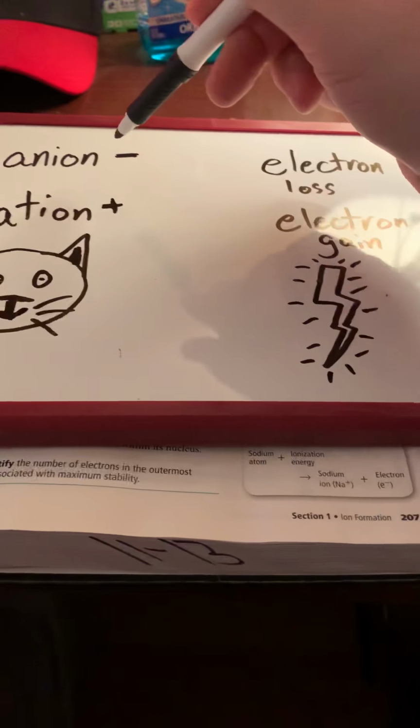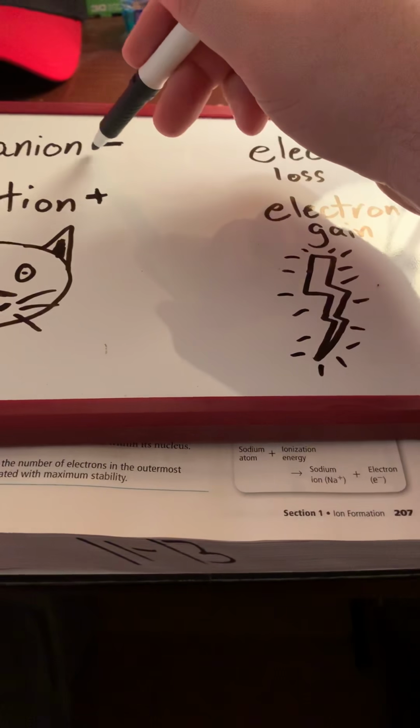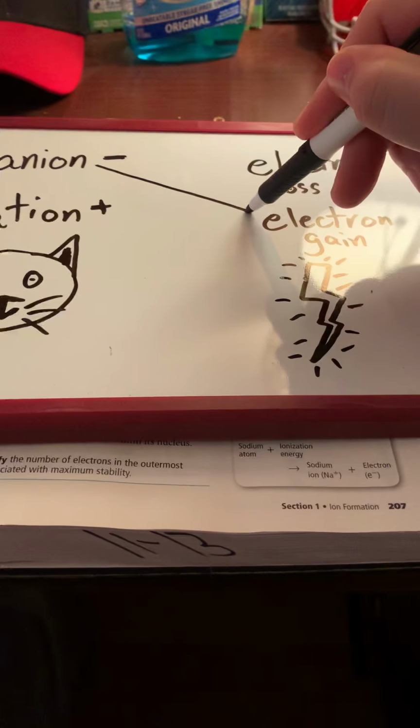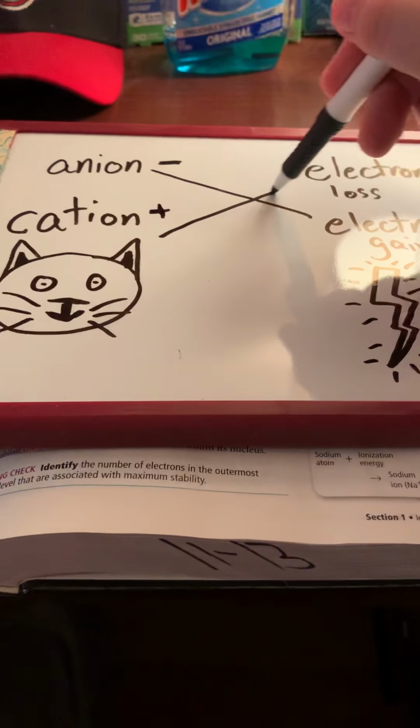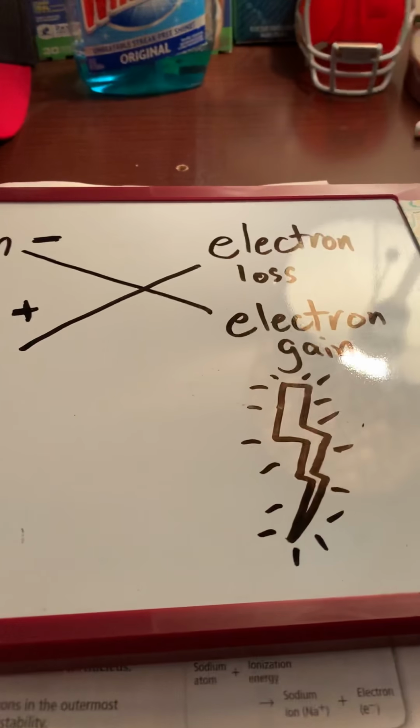So we can look over here. Anion will actually need an extra electron, so it matches up with electron gain. And cation matches up with electron loss.